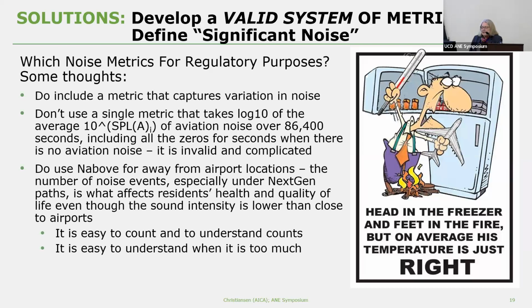So, what should a noise metric system include for regulatory purposes? Include something that captures variation in noise. This is a graphic I use in my class. If you have your head in the freezer, your feet in the fire, on average, you're just fine. But we need something that captures variation.